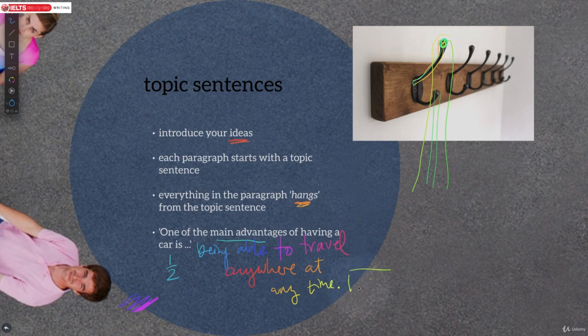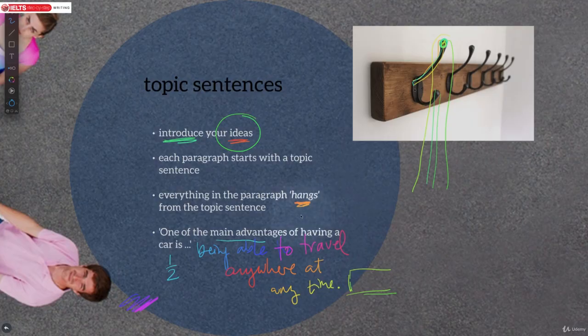And then from then on, you might be giving examples, you might be explaining why you believe this is the case, etc., etc., and you'll be expanding on the single idea that has been introduced by this sentence. One of the main advantages is being able to travel anywhere at any time. Okay, and in this lecture, in this section, sorry, we'll be looking at a lot of information about how to produce topic sentences and how to expand on them as well.